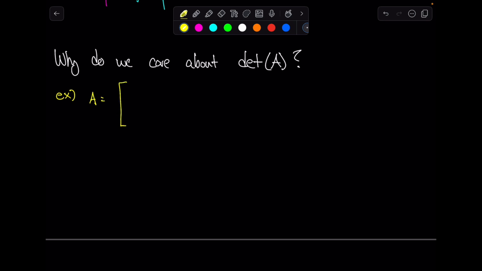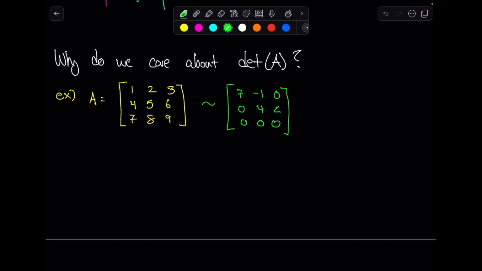And let's say that this matrix, I'm going to just make one up, as I always do, is 1, 2, 3, 4, 5, 6, 7, 8, 9. Let's pretend, now that doesn't actually do this, but let's pretend that I were to do some row operations, and I were to get to the point where this thing reduced to 7, -1, 0, 0, 4, 2, 0, 0, 0. Okay? What if I get here?